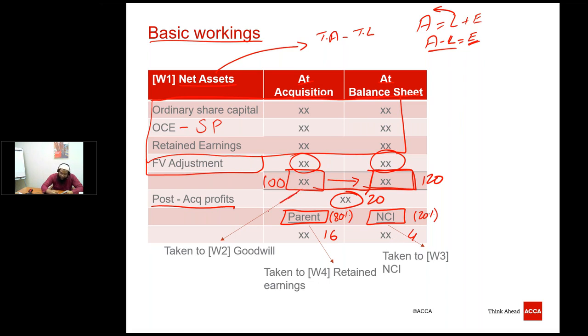Now this net assets at acquisition will further be taken to working number 2, which is going to be goodwill, where we calculate goodwill as cost minus the net assets acquired. So these are the net assets that we have actually acquired, and these will be used to calculate the goodwill. Similarly, the parent's share in the profit will then be taken to the retained earnings, which will be working number 4 in our case. And the profit that is attributable to NCI will be taken to working number 3, which is the profit of NCI. So this is a basic working that you should be aware of.